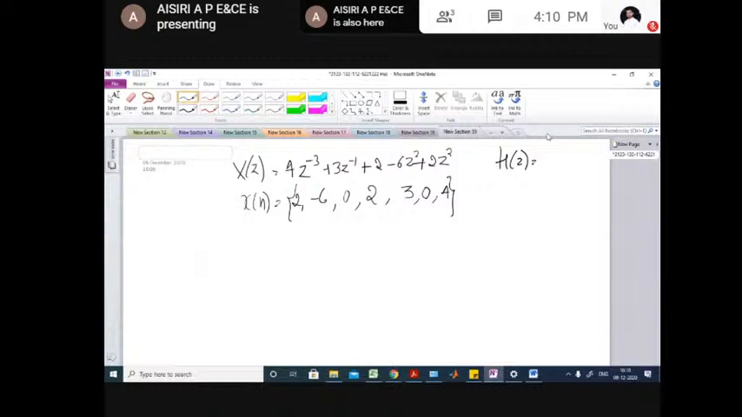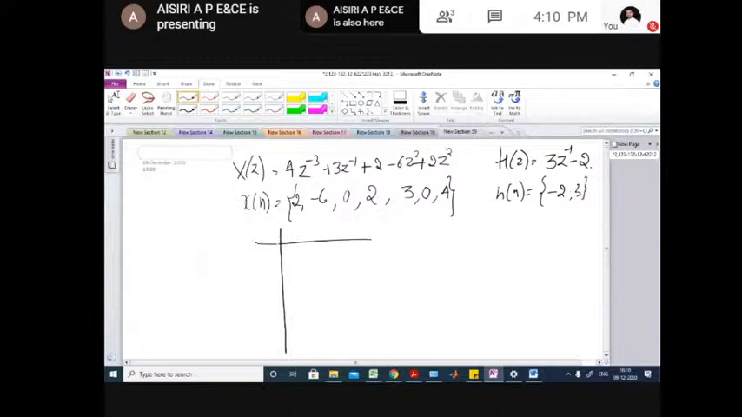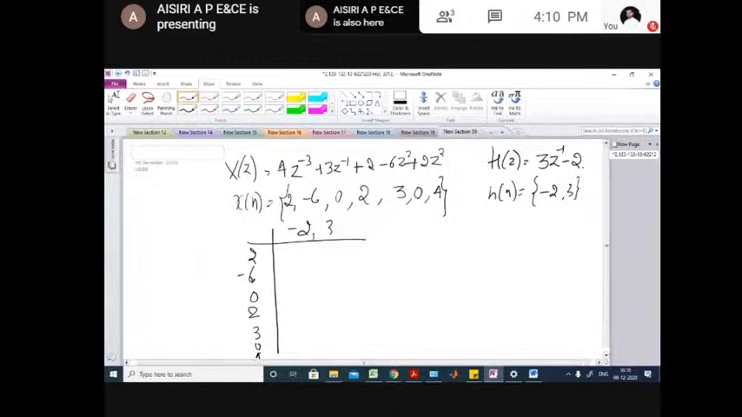H of z is equal to 3 z to the power minus 1 minus 2. So with this, I'll be able to get h of n, which is equal to minus 2 comma 3. So with this, now I'll be able to perform convolution. So convolution of this x of n with this h of n, minus 2, 3. So that would give me 2, minus 6, 0, 2, 3, 0, and then 4.